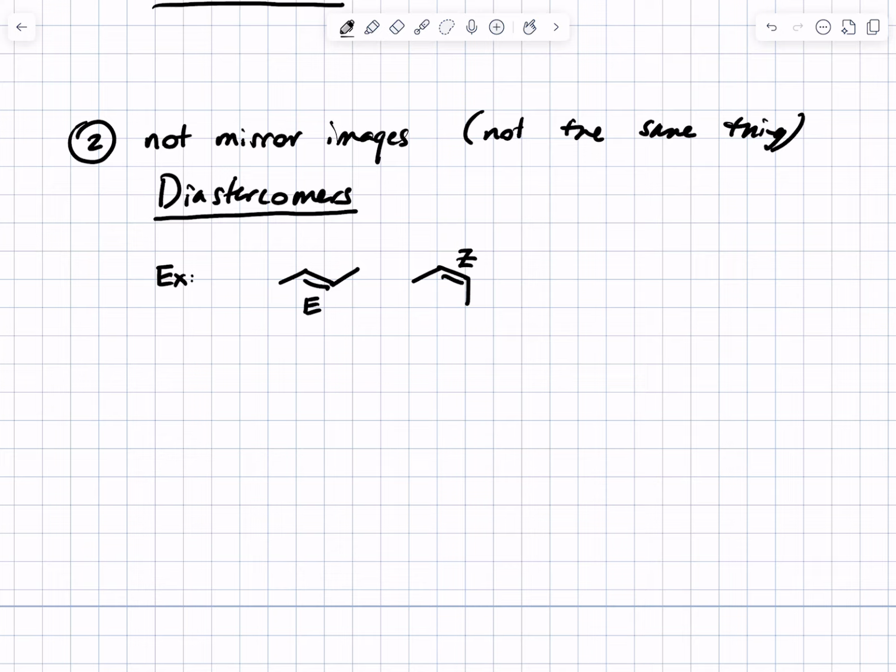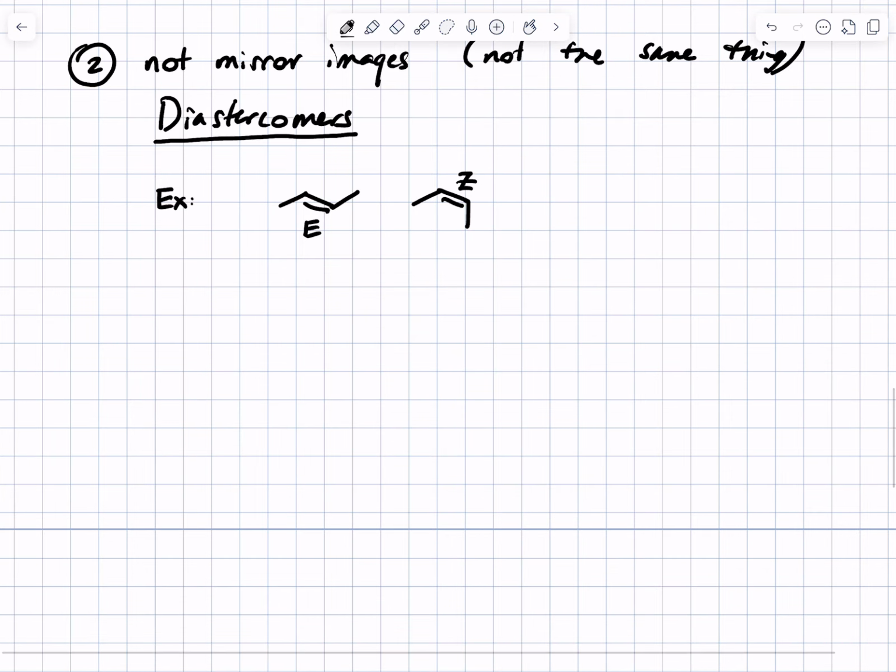Okay? Yes? When you say mirror images, does it have to be in a specific plane? Like, does it have to be a mirror image of the y-axis or the x-axis? No, when we say mirror image, we just mean in general. So if you can find a mirror plane, then it counts. So those two are not mirror images of each other, so they're diastereomers. And in general, all cis-trans issues in organic chemistry are going to be issues of diastereomers.